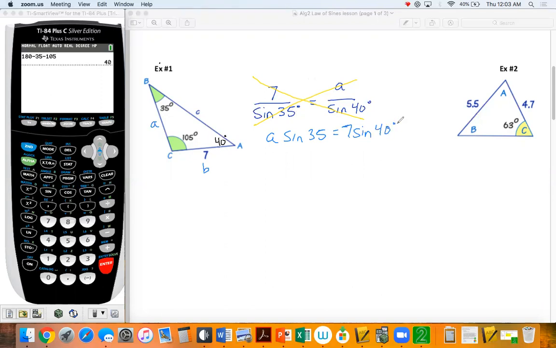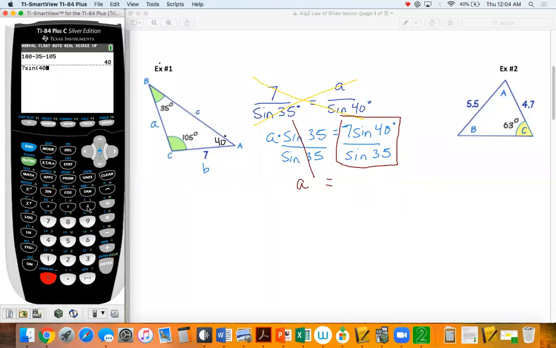Okay. Next step is to get A by itself. So A is multiplying by sine 35. To undo multiplying, you divide. Whatever you do to one side, you do to the other, so divide both sides by sine 35. What happens next is anything divided by itself cancels to 1. So here we have 1 times A, so A equals, this is our answer. I'm going to pop the whole thing into the calculator in one fell swoop like the following. I'm going to press 7 sine 40, close the parentheses, divided by sine 35. Bam!